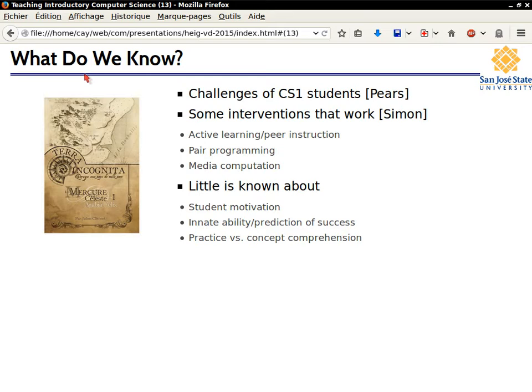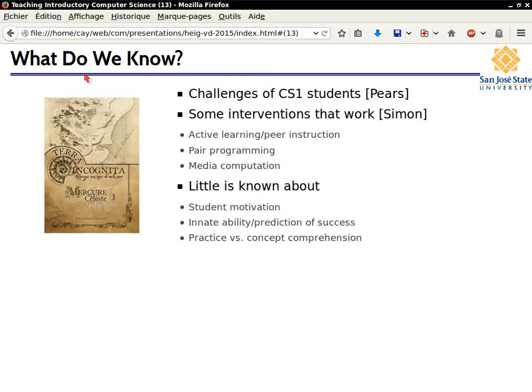The other one that has actually proven to work is this thing called media computation, and I'll talk about that. People have tried it with and without, and it had a positive effect. And that's it. There's no one else who really can tell you with precision whether anything else works, which is kind of sad. So if you wanted to get into computer science educational research, there's plenty of opportunity to do that.